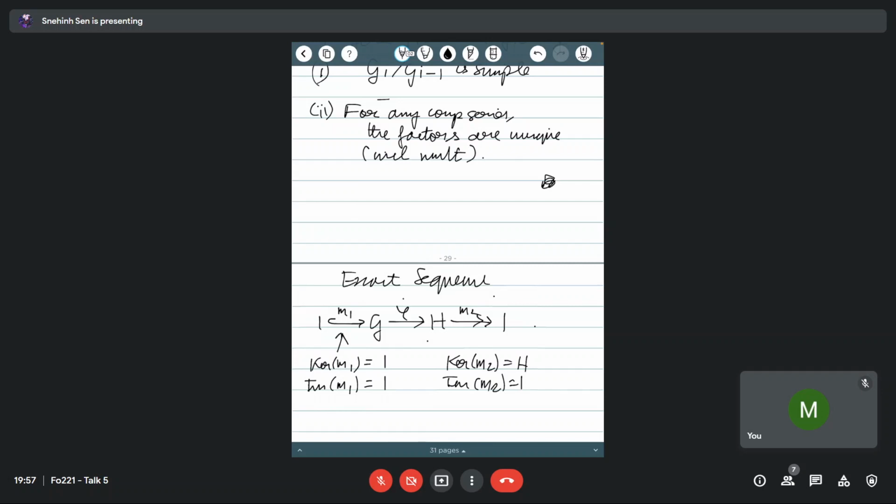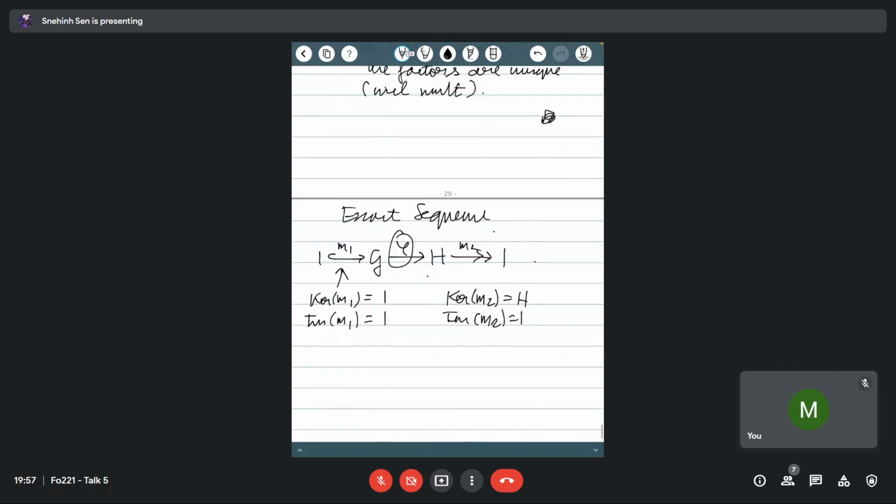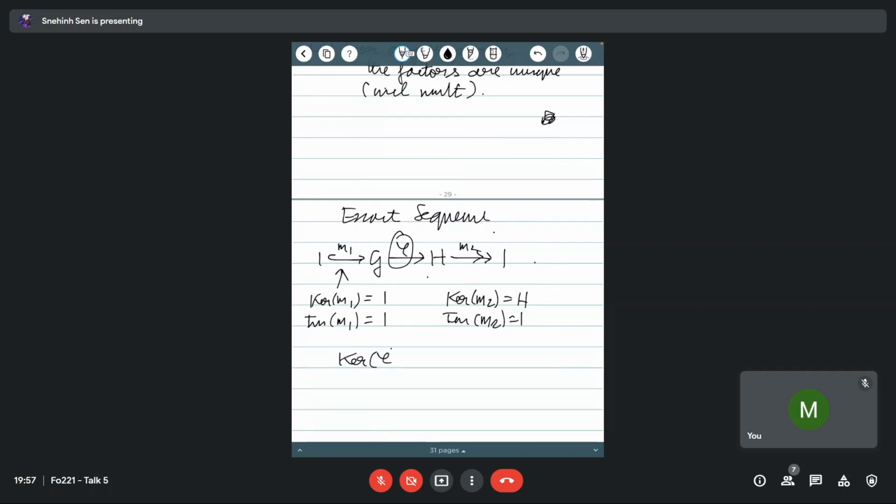Now, when is G the same as H? When phi is an isomorphism. Exactly. And saying phi is an isomorphism is the same as saying, what are the kernel of phi and image of phi? Phi is an isomorphism if and only if the kernel of phi is 1 and the image of phi is H.